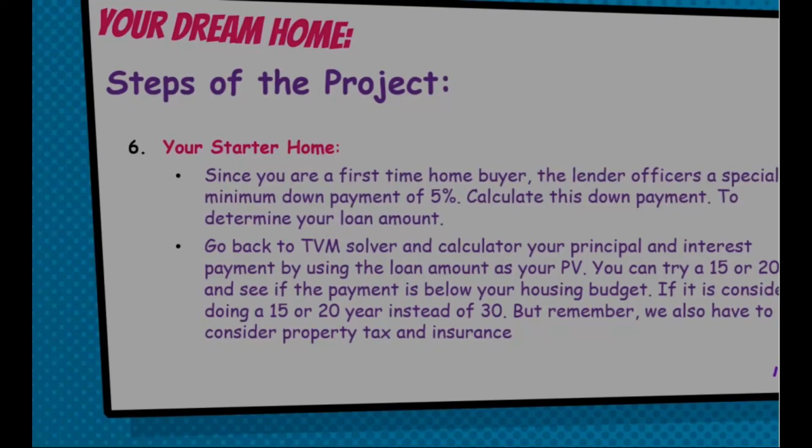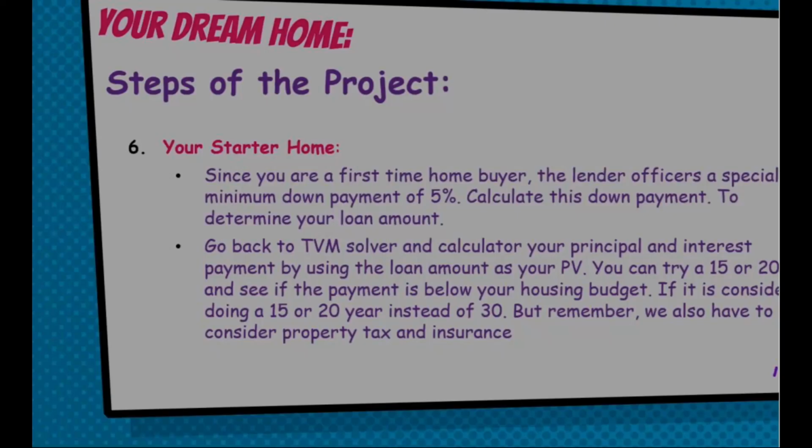Since you're a first time home buyer, the lender offers a special minimum down payment of 5%. So you found your home. Let's just say that the purchase price was $200,000, but you have to pay 5% down. So you need to calculate what this down payment is so you can determine your loan amount.